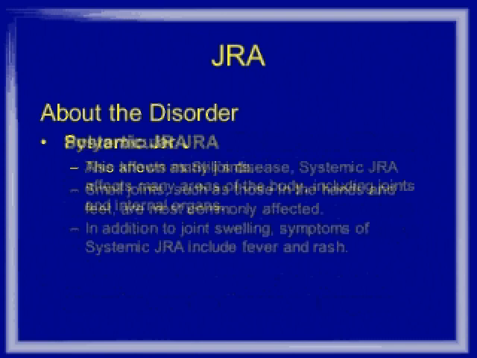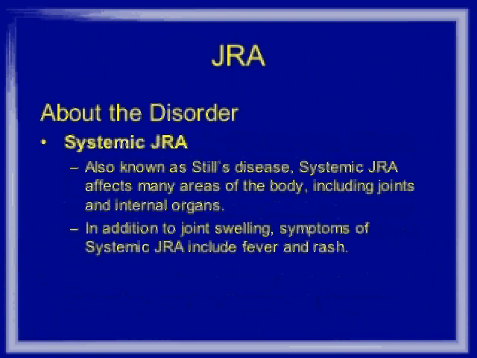Systemic JRA is also known as Still's disease. In systemic JRA, many areas of the body, including the joints and internal organs, are affected. Symptoms include joint swelling, fever, and rash.